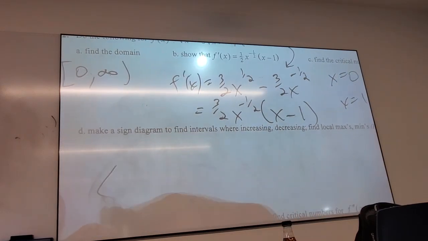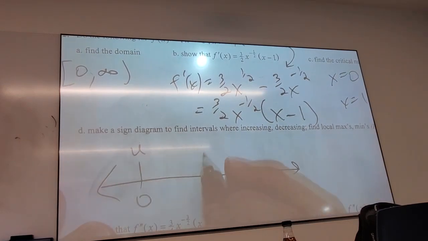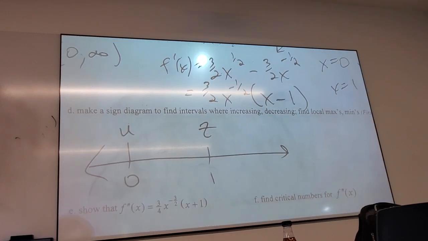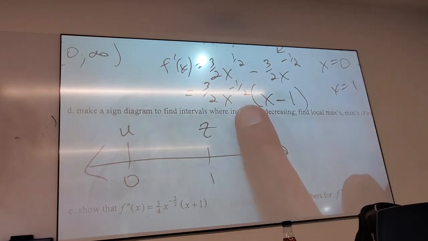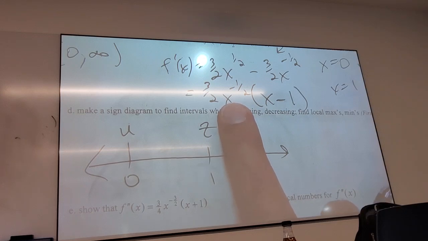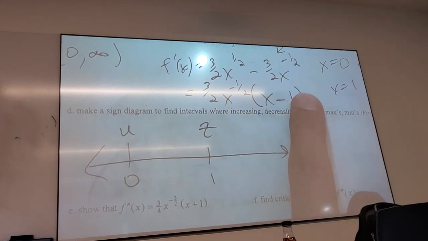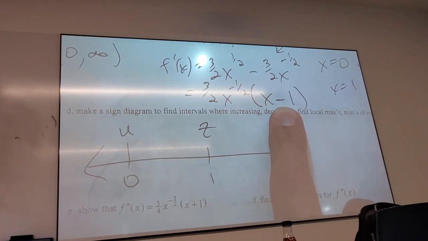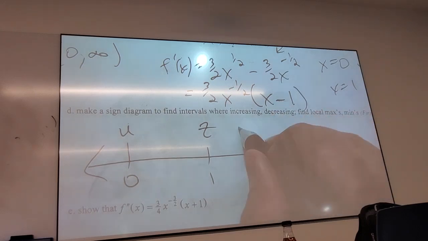Making a sign diagram. It's undefined at 0, and it's 0 at 1. You put U and Z for undefined and zero, right? By the way, square root of x for x above 0 is always what, positive or negative? It's positive. So isn't the sign going to be determined by what this other factor is? Above 1, this is positive. Below 1, that is?